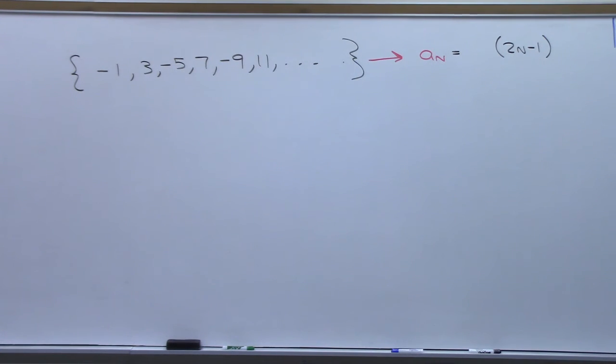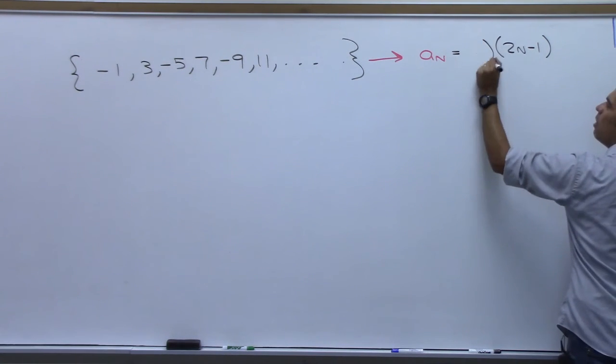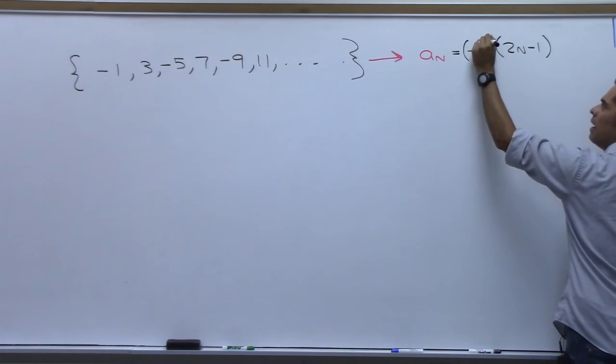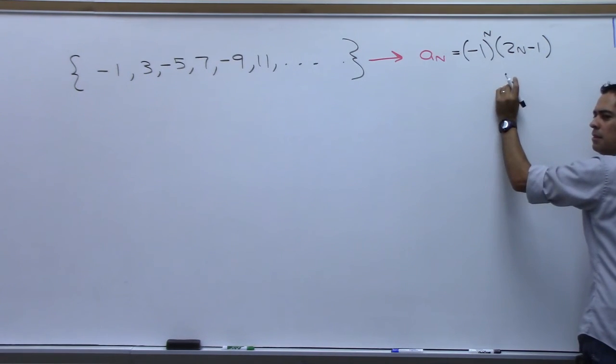Is it absolute value? That won't necessarily work because the absolute value of something that's positive is already positive. What else? Raise this to the... negative 1 to the n? Yes. That would alternate.